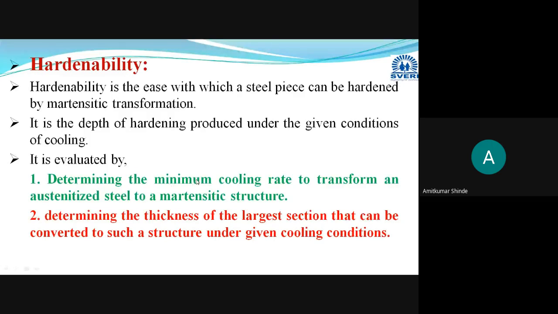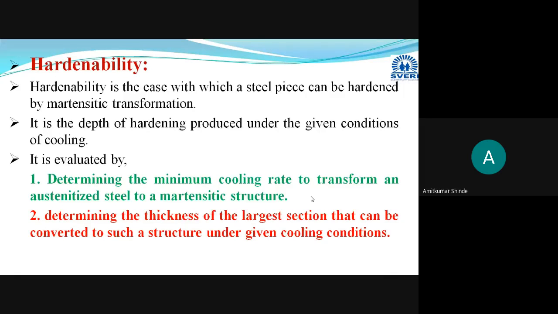And depending on that minimum cooling rate, you have to decide whether that cooling rate is achievable. Whichever minimum cooling rate is there to transform the austenite phase to the martensite phase, if that cooling rate is practically possible, then you can say that that particular type of steel is hardenable, or it is having higher hardenability. So this is the first point: by determining the minimum cooling rate to transform the austenite phase to the martensite phase, you can decide whether that steel is hardenable or non-hardenable.